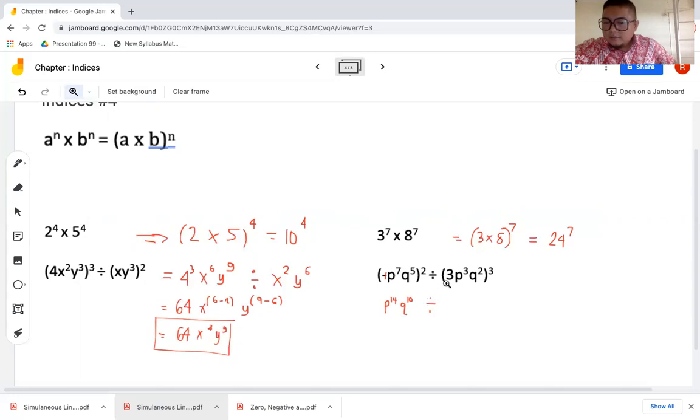okay, so this is going to be 27. So 3 times 3 times 3 is 27. P raised to the 9th power and Q raised to the 6th power.